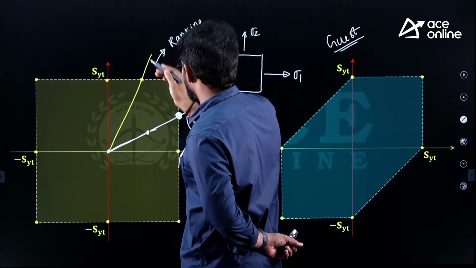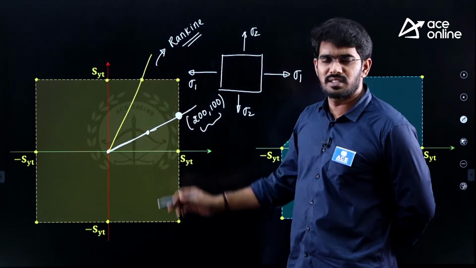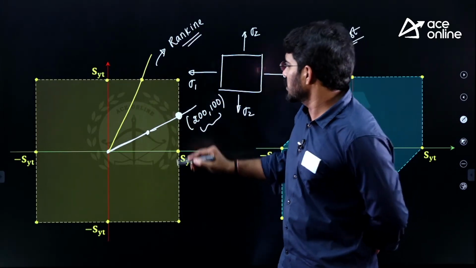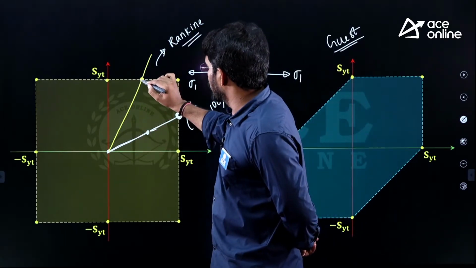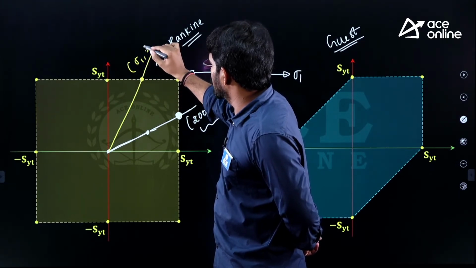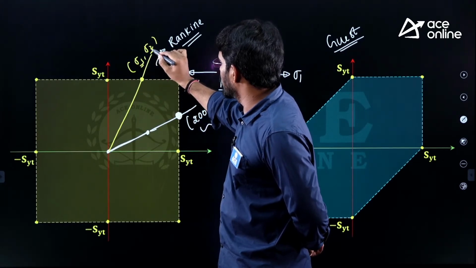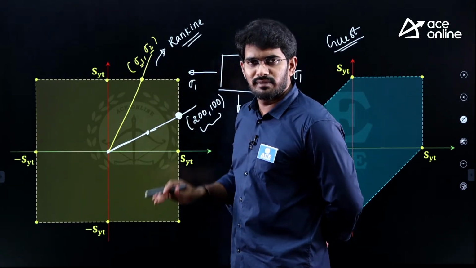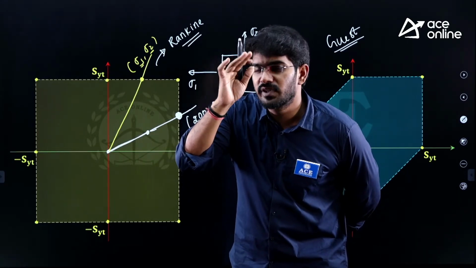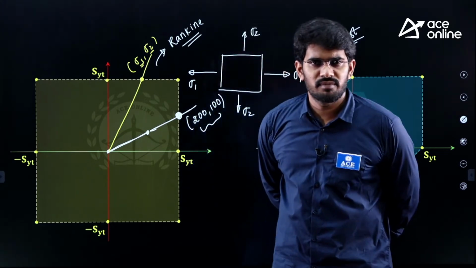If you assume sigma 2 to be greater than sigma 1, in that case, obviously, we get a graph in this way. In such a situation, this is the failure point, which means whatever point we have here, the sigma 1 value should not cross this value, and the sigma 2 value should not cross this value. If that crosses, the particle reaches failure. This is what is said by Rankine from his graph.